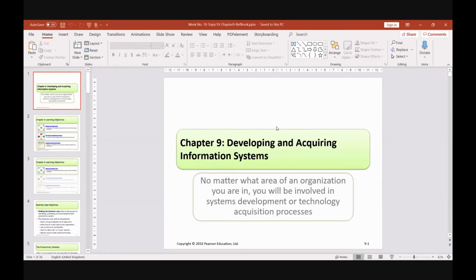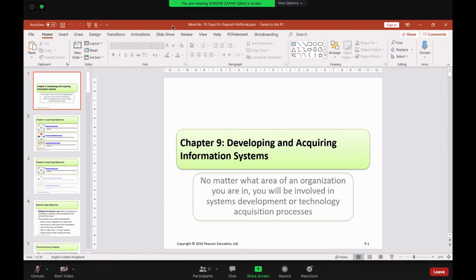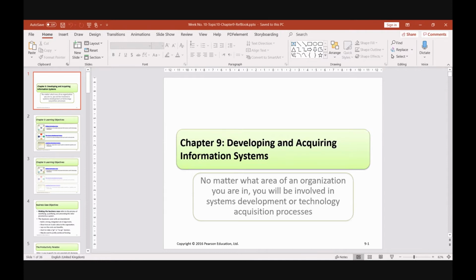Yes. So today we are going to start a new chapter, chapter number 9, which is developing and acquiring information systems. So how to develop an information system and how to acquire an information system. For example, you have a new business, a new organization, and you need an information system. So how are you going to purchase, how are you going to buy, or how are you going to develop that information system? This is called acquisition, acquiring.